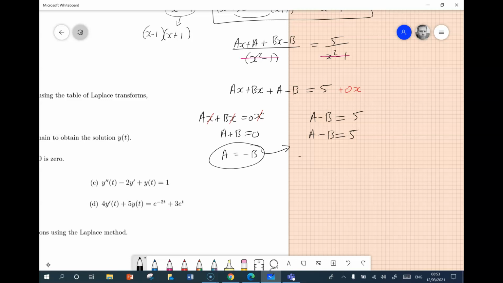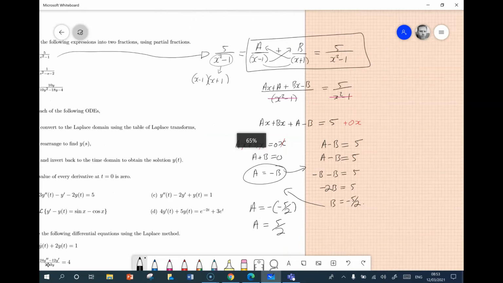So everywhere I see a, I'll put in minus b. So minus b minus b is equal to 5. So minus 2b is equal to 5. So b is equal to minus 5 over 2, or minus 2.5 if you prefer. And then now back to find our a. a is just minus b, so in this case a is the negative of b, so minus whatever b is. So minus minus 5 over 2, so a is just equal to 5 over 2.